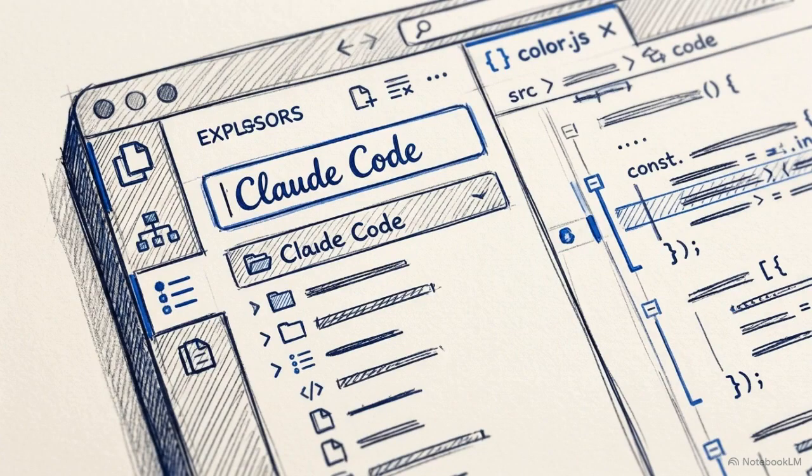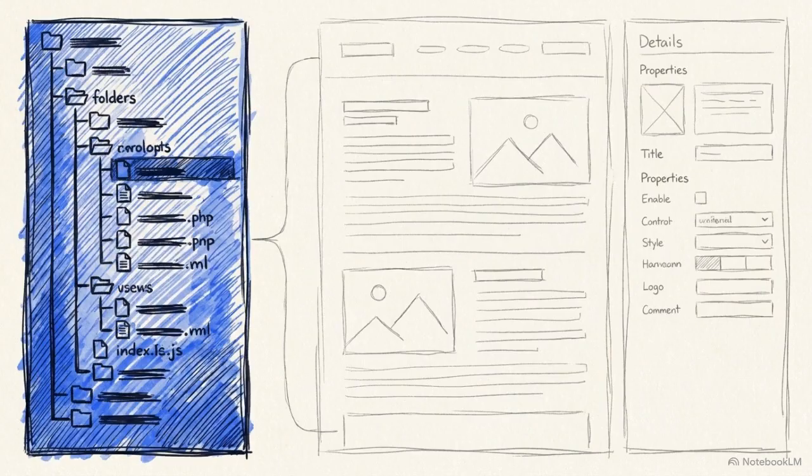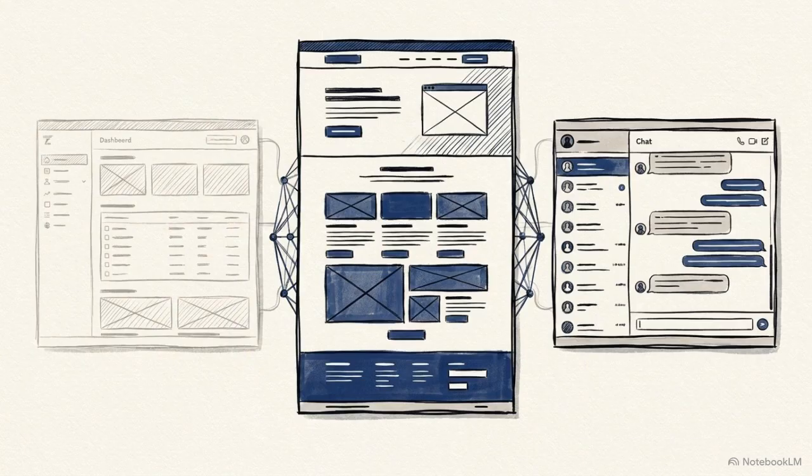Step 1 is installation. Open the Extensions tab in VS Code, search for Claude Code, hit Install, and complete the authentication flow for your Anthropic account. This mockup shows the optimal layout for this workflow. We have the file directory locked on the left, a visual preview pane in the center, and the Claude Code chat interface anchored to the right.